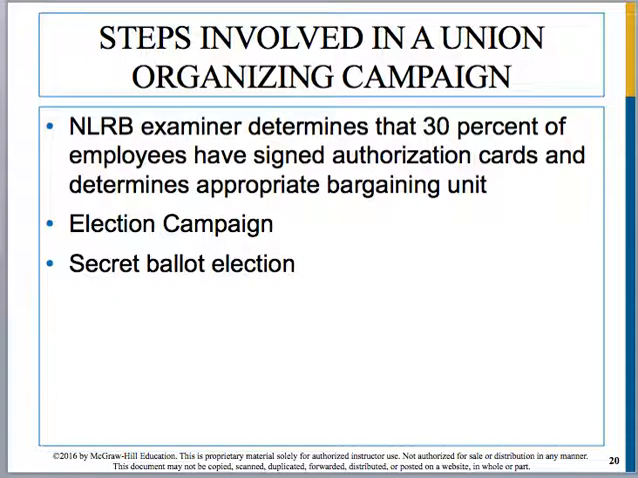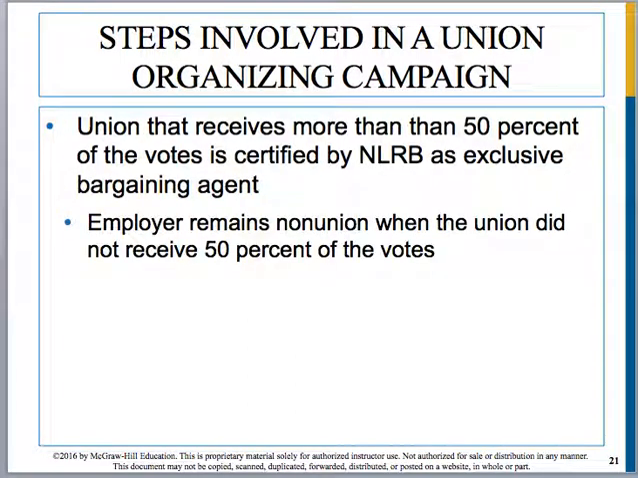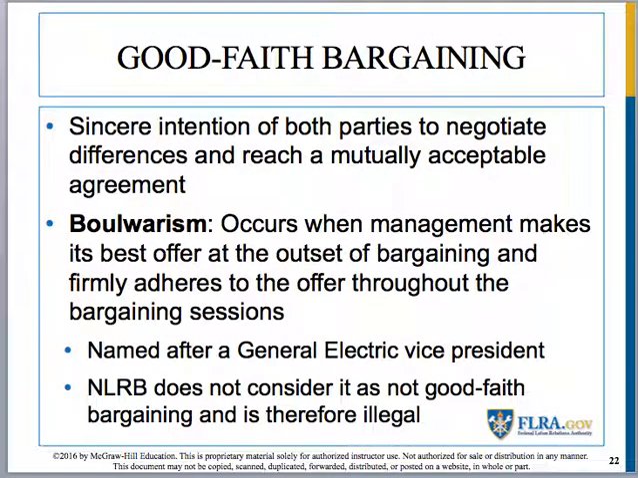There's an election campaign and then a secret ballot election. The union that receives more than 50% of the vote is certified as the exclusive bargaining unit, or bargaining agent, and the employer remains non-union when the union did not receive 50% of the votes. You have to have 50% or more.